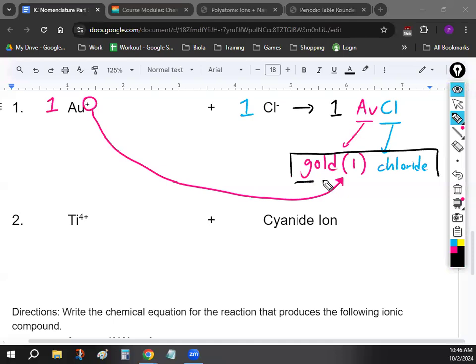Again, it's pretty much the same thing that we did last time. The only difference is gold does not have a pattern, so we have to write the charge in parentheses right after. So it's gold(I) chloride. If you write gold chloride, it would be incorrect. Since it comes from the middle of the periodic table, you have to add the parentheses with the charge. Okay?